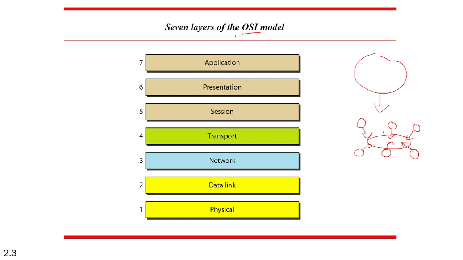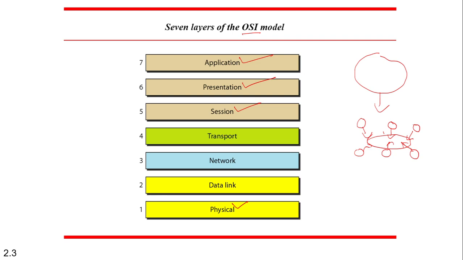So in this ISO model, the whole network communication system has been divided into 7 layers. It starts with the physical layer, then the data link layer, then the network layer, then the transport layer, then the session layer, then the presentation layer, then the application layer. Okay. So first it starts with the physical layer. I would like to give a brief introduction about these layers, but we will explore each and every layer's functionality in detail in our future video.